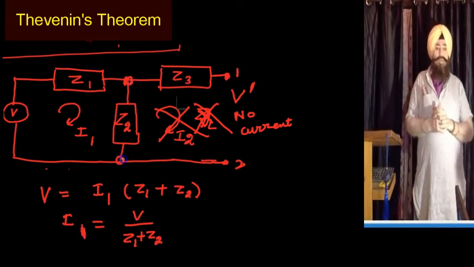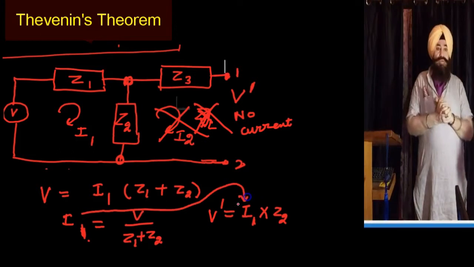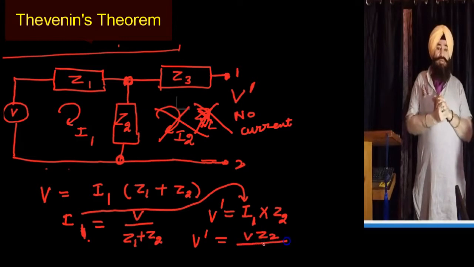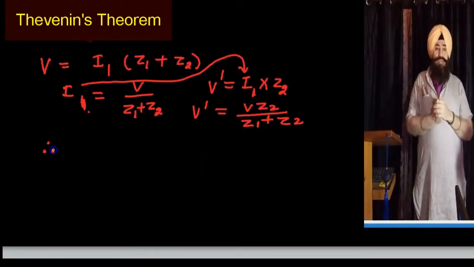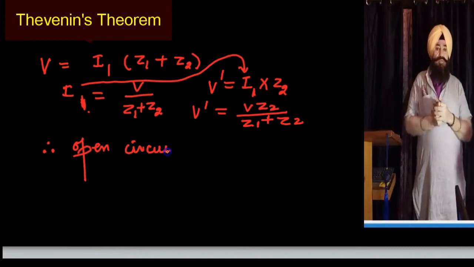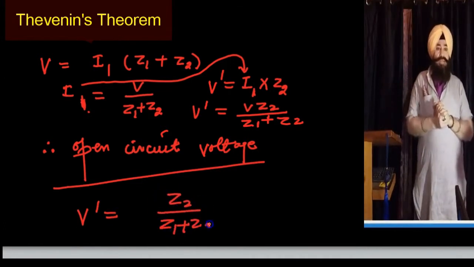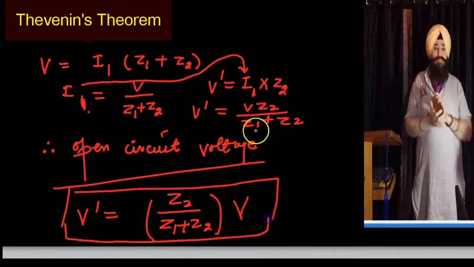Now then, what is voltage across Z2? That is V dash. V dash is voltage across the Z2, because open circuit voltage, substituting I1 here. So V dash, which is across the Z2, that becomes, and this open circuit voltage V dash is required for the Thevenin equivalent circuit. So open circuit voltage which is required for Thevenin equivalent circuit is Z2 upon Z1 plus Z2 into V. So this is open circuit voltage.